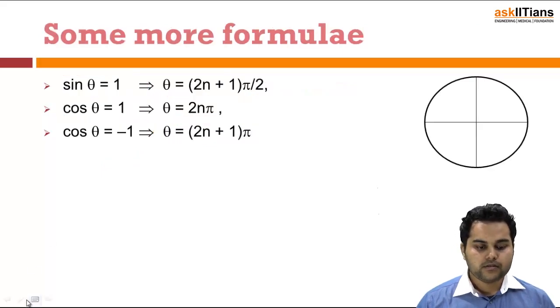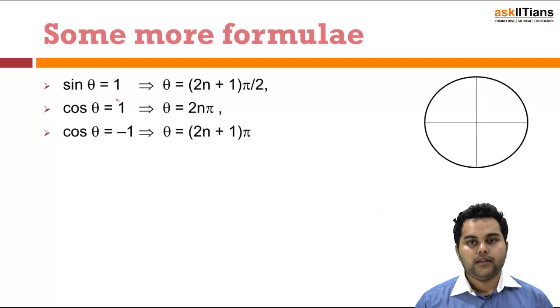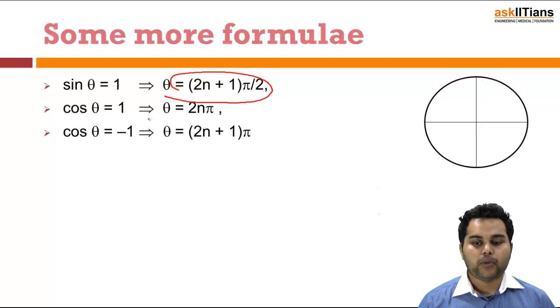In the next, if I consider sin theta is equal to 1, then in the first circle sin theta is equal to 1 only at pi by 2. Then in the next circle it would be again 2 pi plus pi by 2 and so forth in the coming circles. So if I condense those solutions, I would get theta is equal to (2n plus 1) pi by 2, that is odd multiples of pi by 2. Hence, theta is equal to (2n plus 1) pi by 2 would be a solution to sin theta is equal to 1.